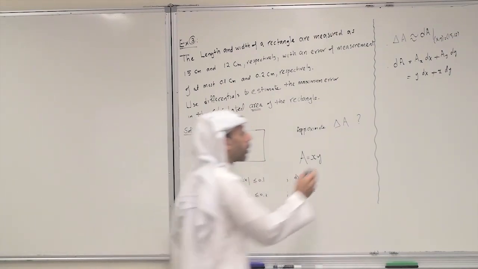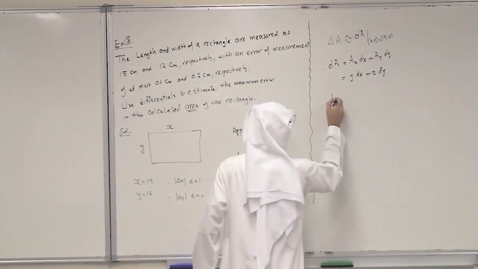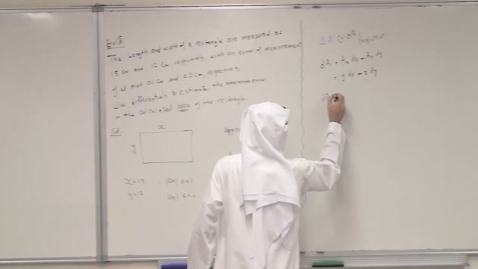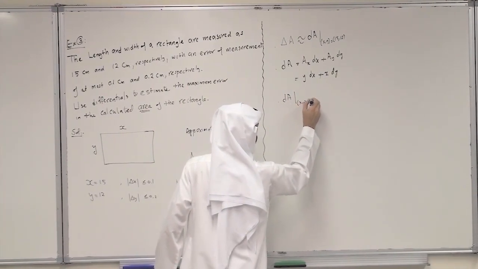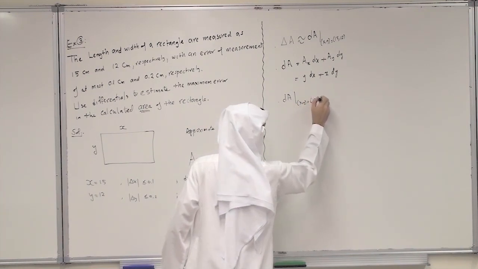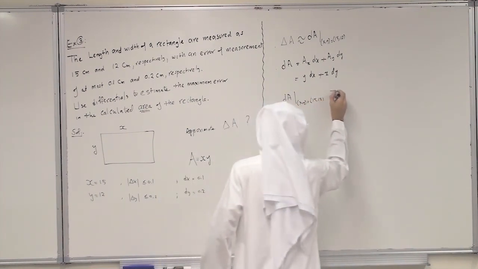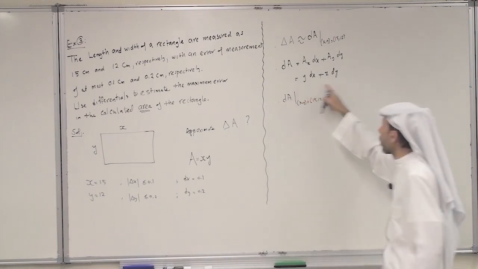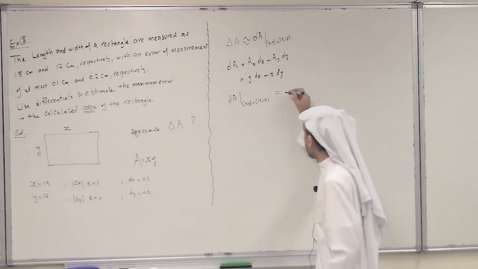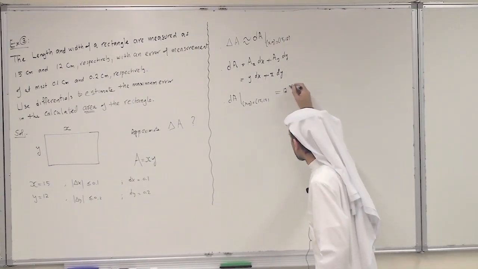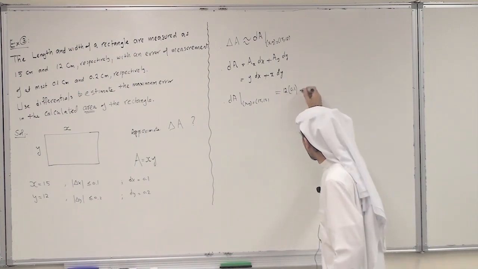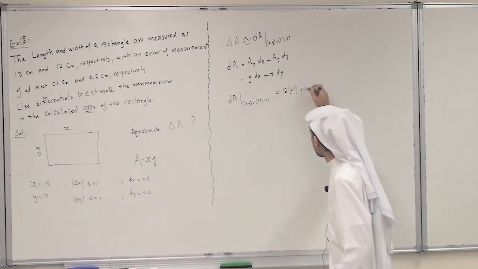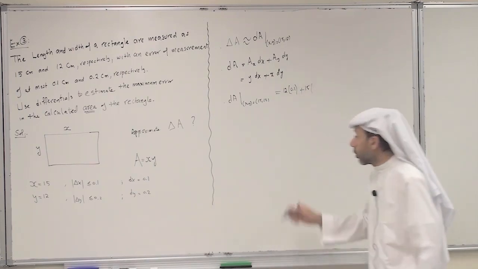Now substitute. What is dA, the differential at the point x equals 15 and y equals 12? This equals, using this formula, y which is 12 times dx, which is 0.1, plus x, which is 15, times dy, which is 0.2.